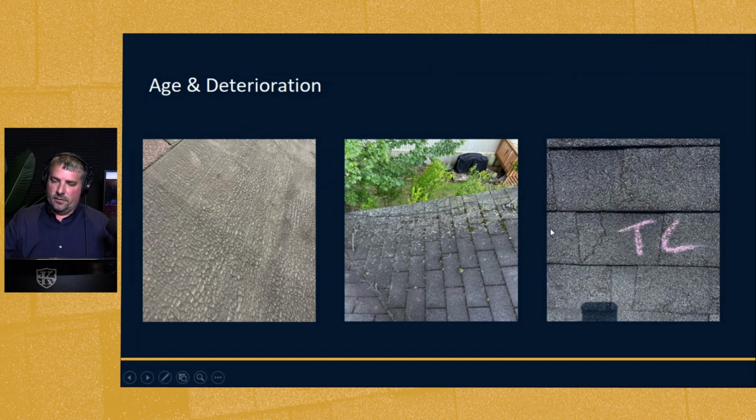Thermal cracking example over here on the right. These are vertical in nature. They don't always have to be vertical. Sometimes they can be very horizontal. They can be very spider web-like, depending on the type of shingle that we're talking about.